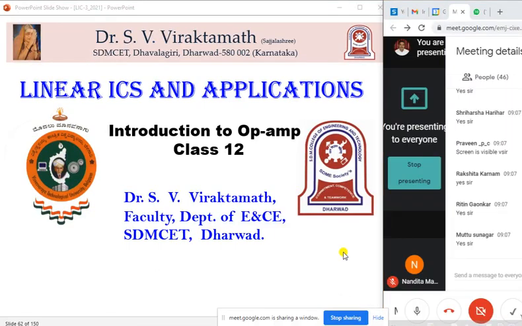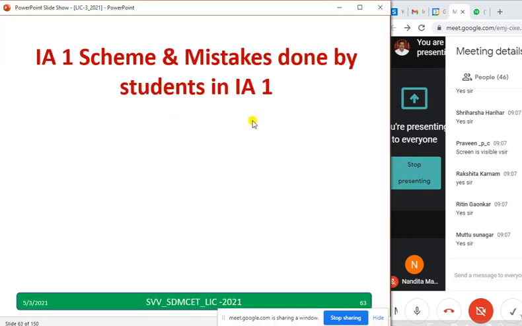So today we'll discuss the scheme of IA1, as all of you have already written the IA1, and you may be expecting some marks based on what you have written. A lot of mistakes have been done in the IA1. I'll spend a little time to show you what all mistakes you have done. The reason is you will not repeat that in the IA2, IA3 as well as in the main exam. That is the reason I would like to show all the mistakes done by you.